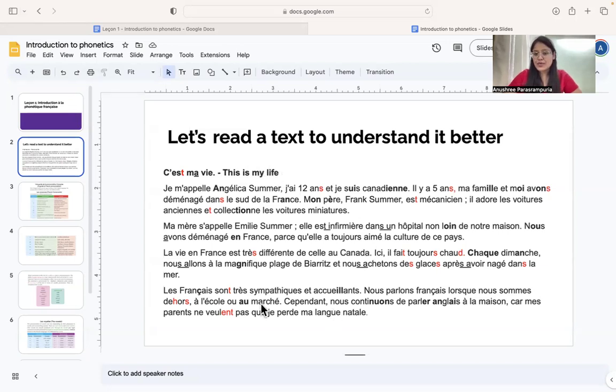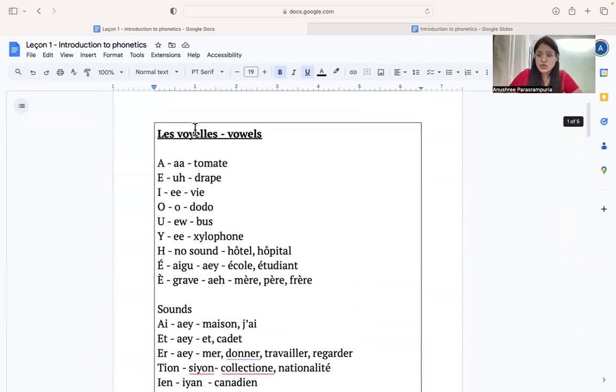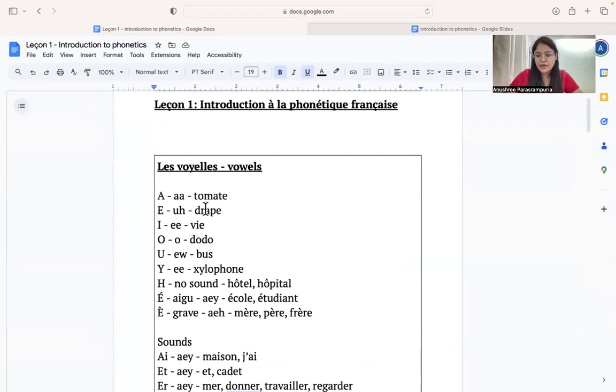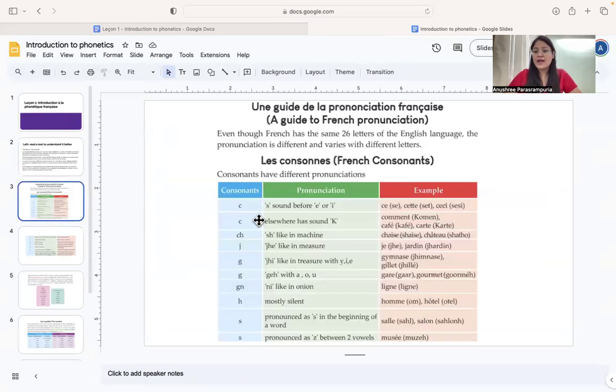In our last session, we read this text and we also saw a couple of sounds and phonetics in French, and we saw how different French sounds are from English, right? So today we're going to have a quick revision of what our sounds are like in French, and then slowly, steadily, we're going to be moving towards alphabets.